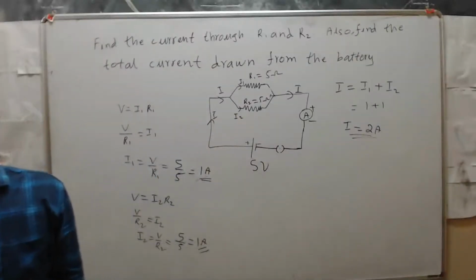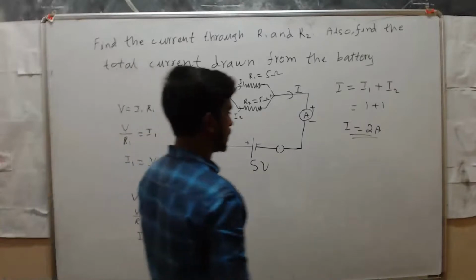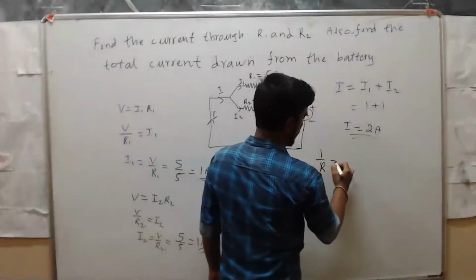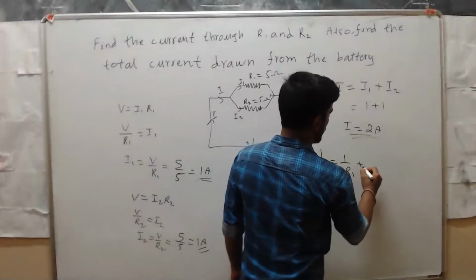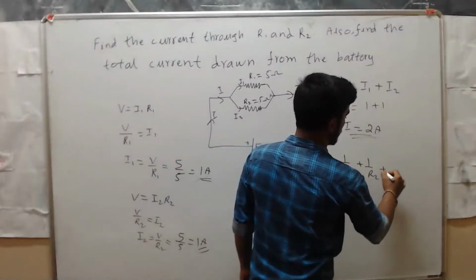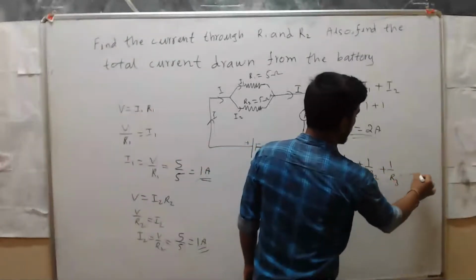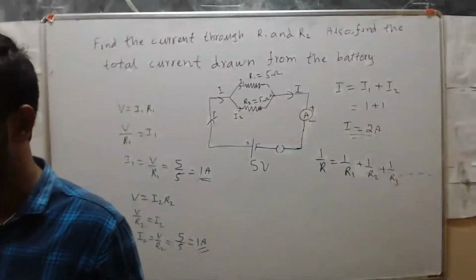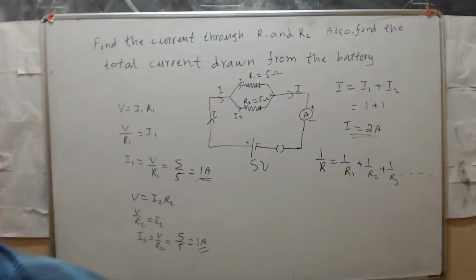So now here resistors are connected in parallel. To calculate total resistance in the circuit, we use this formula, right? 1 by R equal to 1 by R1 plus 1 by R2 plus 1 by R3 and so on. Calculate the total resistance in the circuit. Yes, the total R is 2.5 ohm.